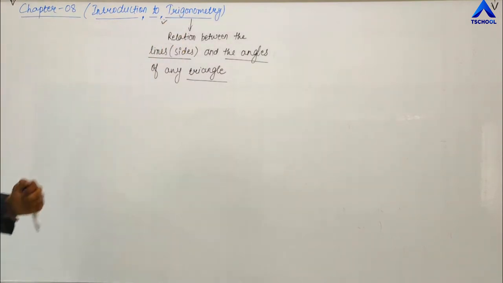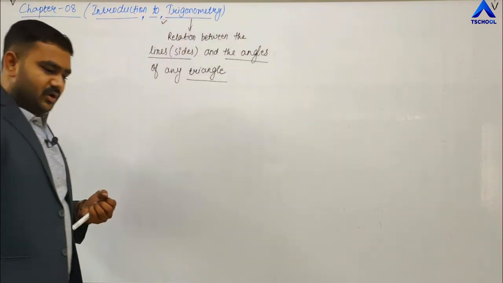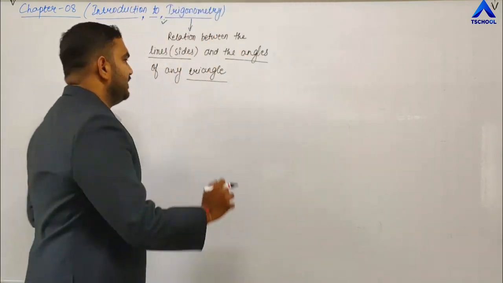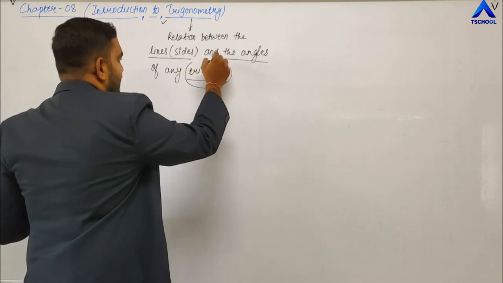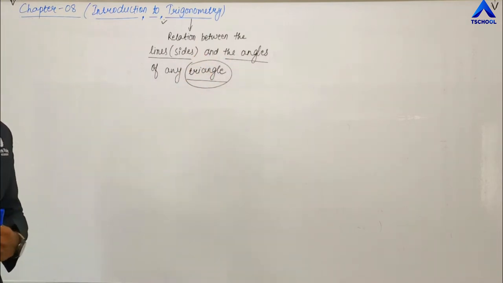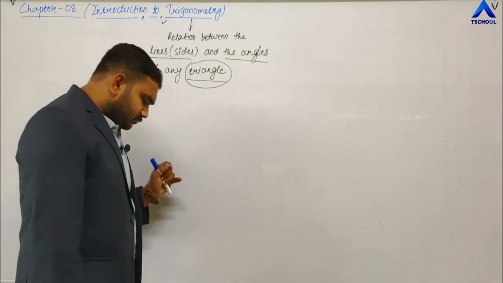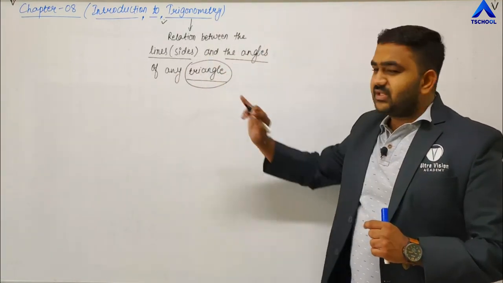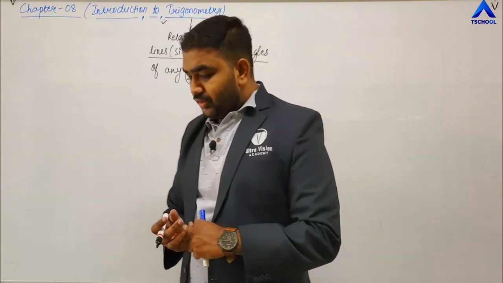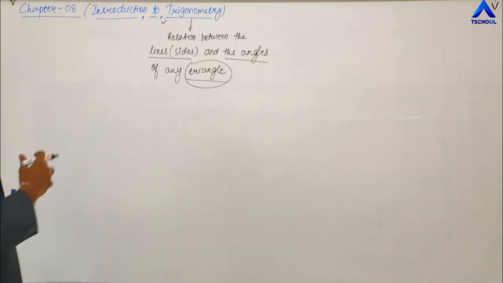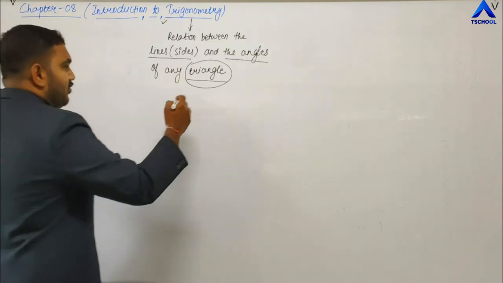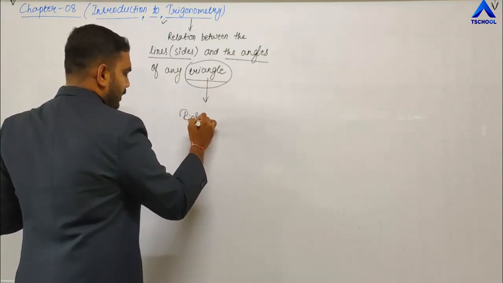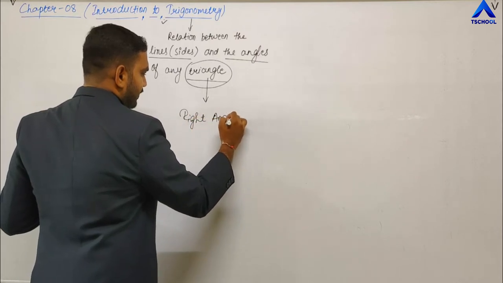Right? So basically you need to know that whenever we come across the terminology trigonometry, the first thing that must come to your mind is a triangle. Is it clear? So trigonometry basically always deals with a triangle. Now, to understand this topic, introduction to trigonometry, we are going to use only and only the right angled triangle.